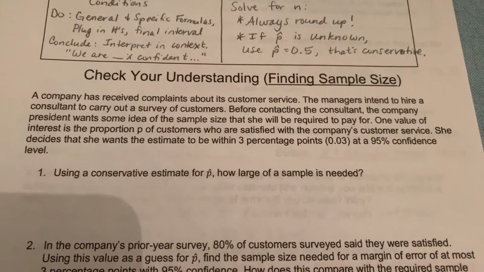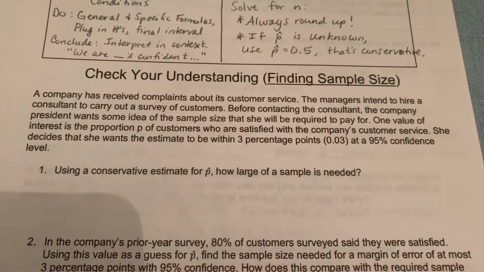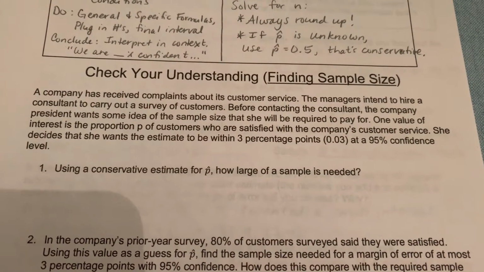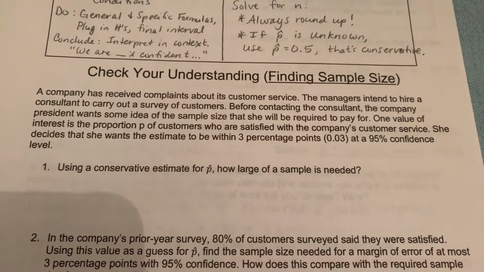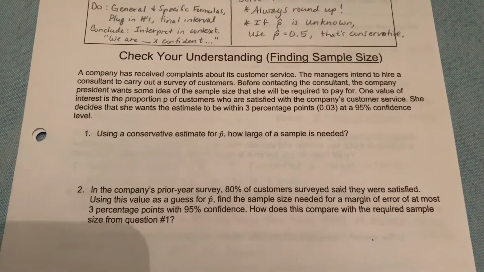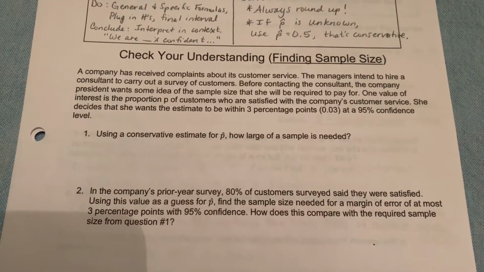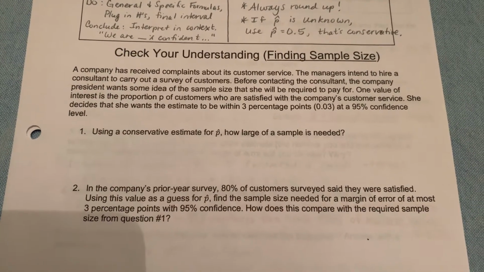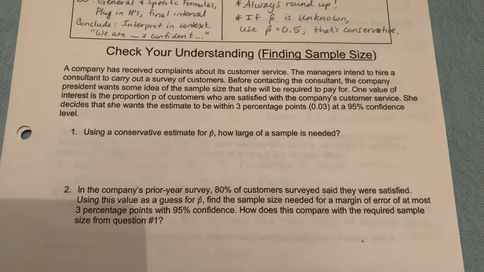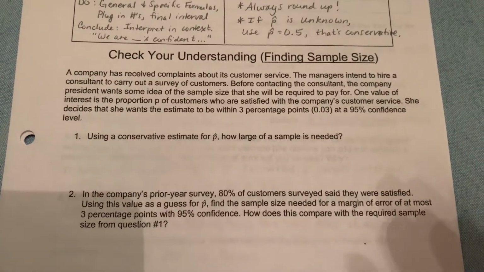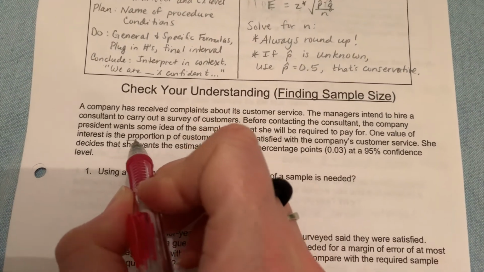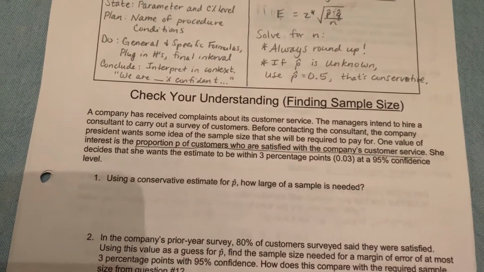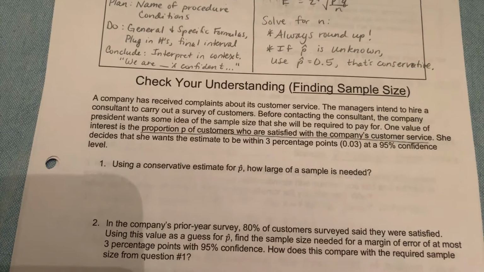Your company has received complaints about its customer service, and the managers intend to hire a consultant to carry out a survey of customers. But before contacting the consultant, the company president wants some idea of the sample size that she will be required to pay for. So one value of interest is the proportion P of customers who are satisfied with the company's customer service. There they go. They told us what our parameter is.